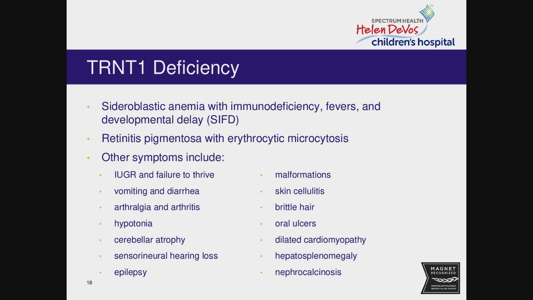arthritis, hypotonia. Other neurologic signs and symptoms were cerebral atrophy, cerebellar atrophy, seizures, sensorineural hearing loss, cellulitis, brittle hair or woolly hair I've seen described, mucocutaneous ulcers, dilated cardiomyopathy, which unfortunately sometimes leads to death in these children, as well as multi-organ failure and nephrocalcinosis.